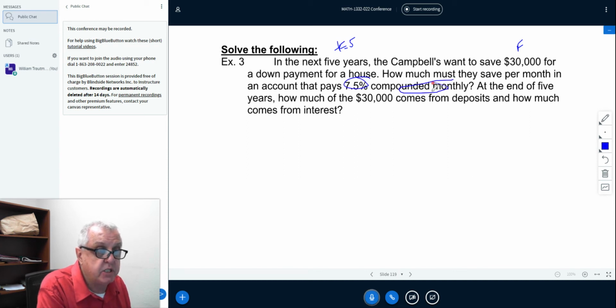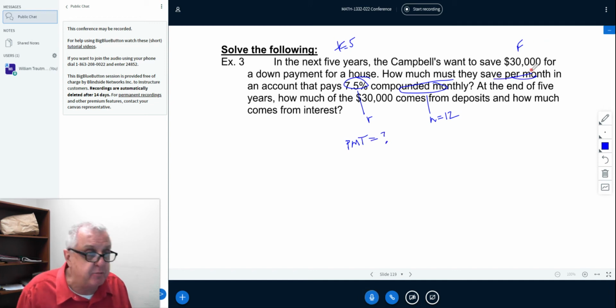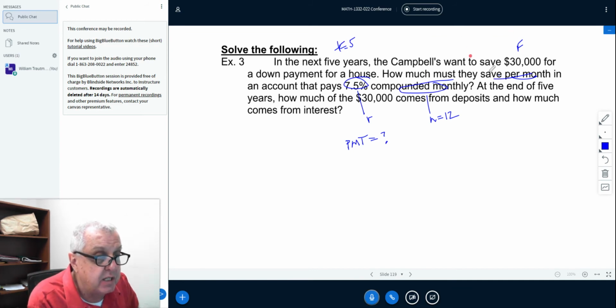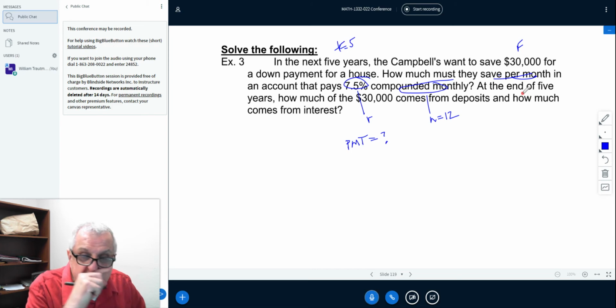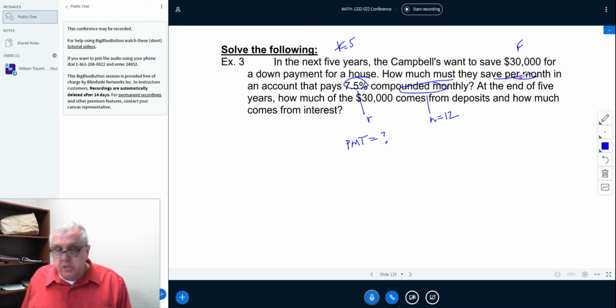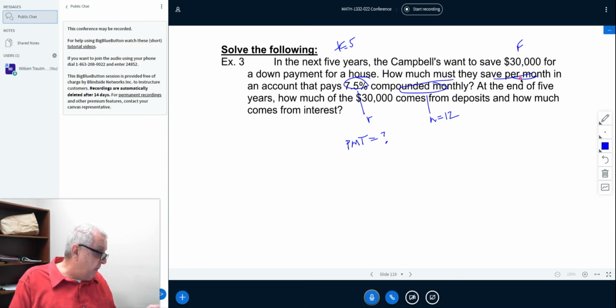Compounded monthly. So in this case, n equals 12. Monthly is the interest rate. And we want to know the payment. How much must they save per month? So they're making a payment to the bank every month to save money to get $30,000. So on here, you got to look for a payment formula.